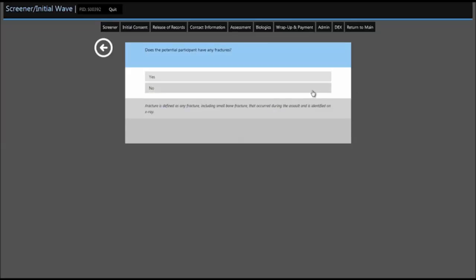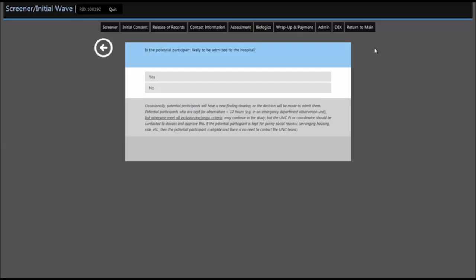The person can't have any fractures to be eligible for the study, and they also have to be clinically stable, so not likely to be admitted to the hospital. And again, we can't always foresee whether this is going to happen, so if you're reasonably sure that they're not going to be admitted, go ahead and enroll them. But if you think that they might be, or if it looks like they will be, then you can exclude them.